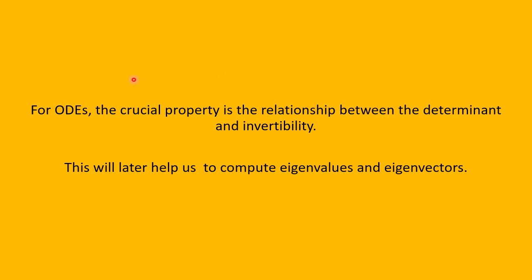So far, everything that we have done in this lesson has been linear algebra. We're going to use this material later when we talk about differential equations. For ordinary differential equations, the crucial property that we're going to use is a relationship between the determinant and invertibility. And this concept of the relationship between those two is going to help us later to compute eigenvalues and eigenvectors of a matrix and help us to solve systems of linear ordinary differential equations.